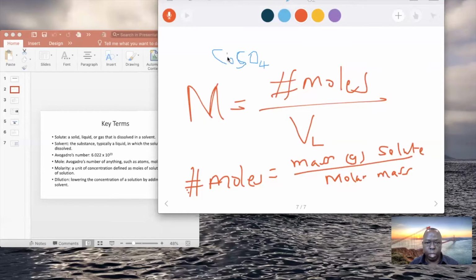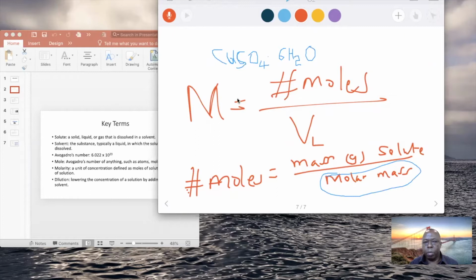This is CuSO4 dot 6 H2O, copper(II) sulfate hexahydrate. We are going to use this as our solute. If we don't know the chemical formula, it's going to be hard to get the molar mass of the compound.